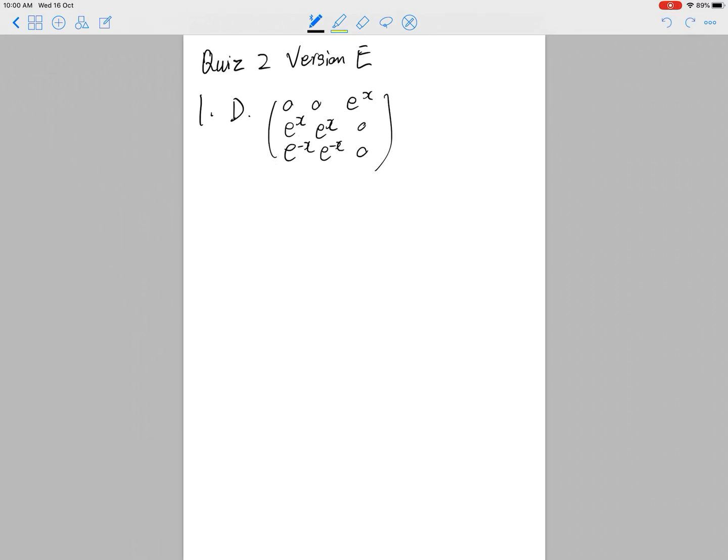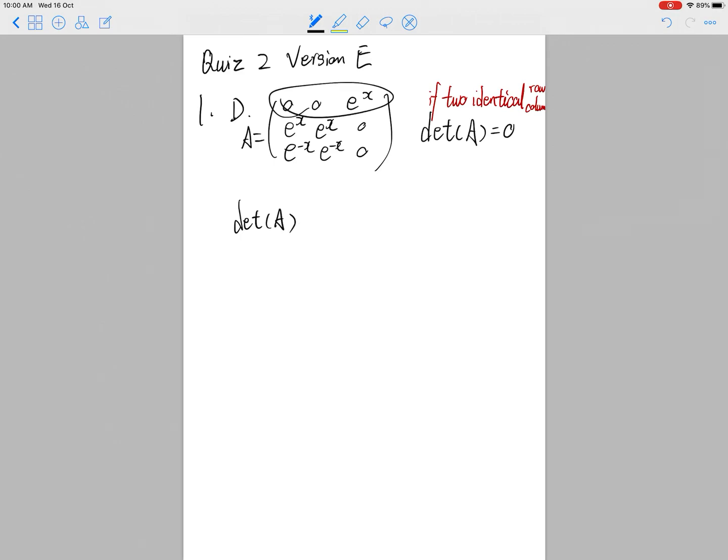So let's call this matrix A. Determinant of this matrix is 0, because you have two identical columns. If you have two identical rows or columns, the determinant is 0. Or you can also prove that.